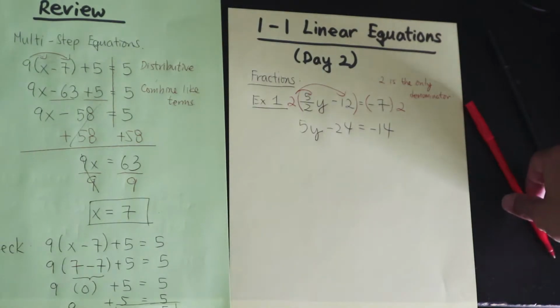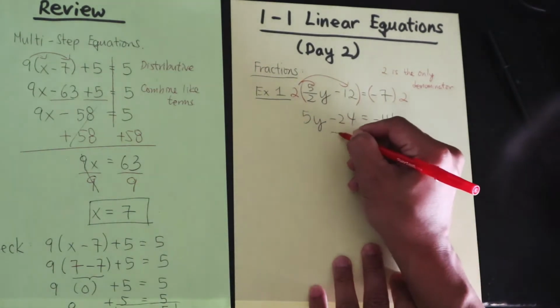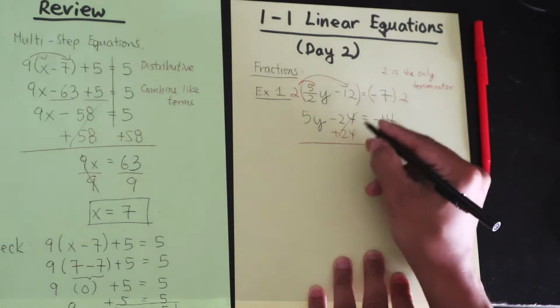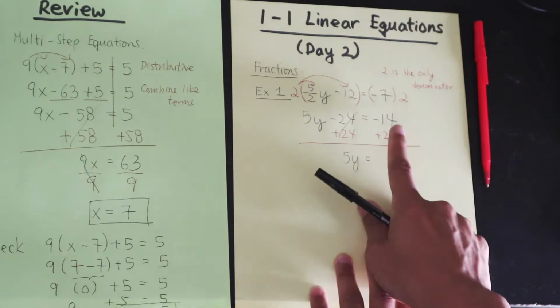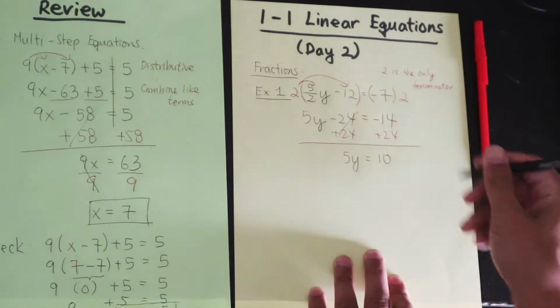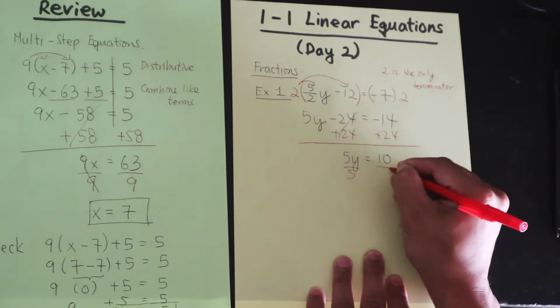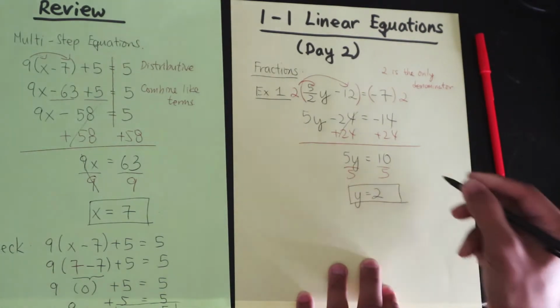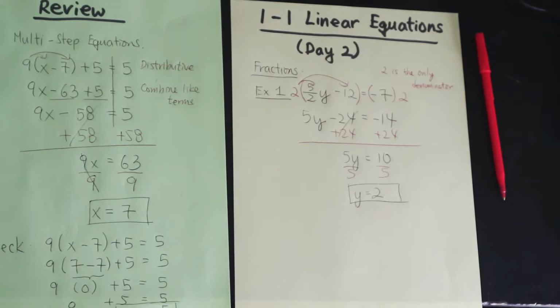And then from there, it's easy. You just do what you did in the previous lesson. You add 24 on both sides, and then you get 5y is equal to -14 plus 24, which is 10. And then after that, you divide both sides by 5, and you get y equals 2. That means your final answer is y equals 2.